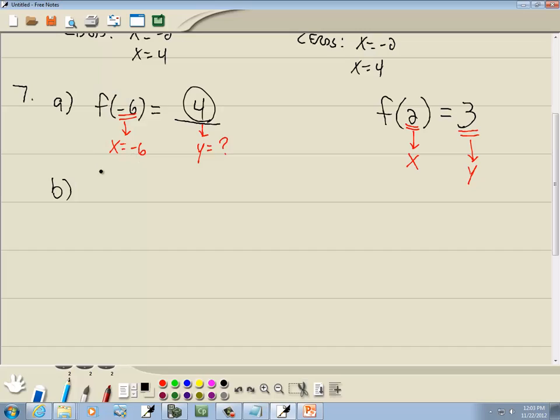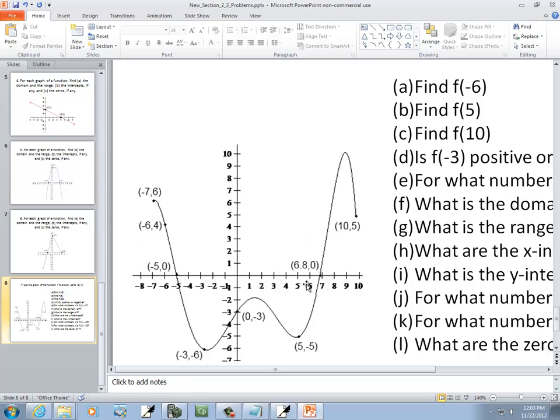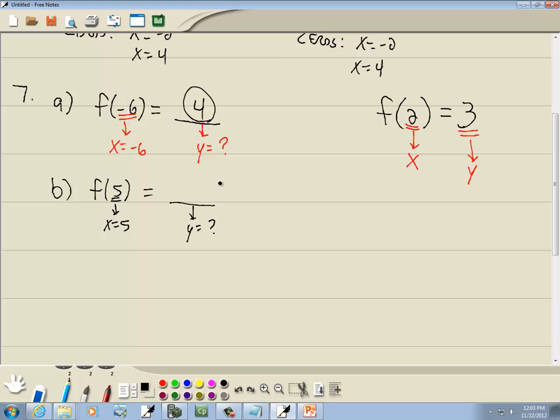Now B says find f of 5. Again, what's inside the parentheses is your x, so they're telling us x is 5, and they're wondering what y is equal to. So we're looking for a point on our graph where the x part is equal to 5. Well, here's x equals 5. If I come down to here, here's my point. This is 5, negative 5, so our y part is negative 5.